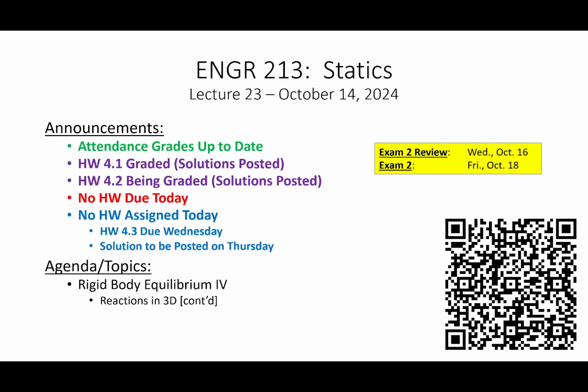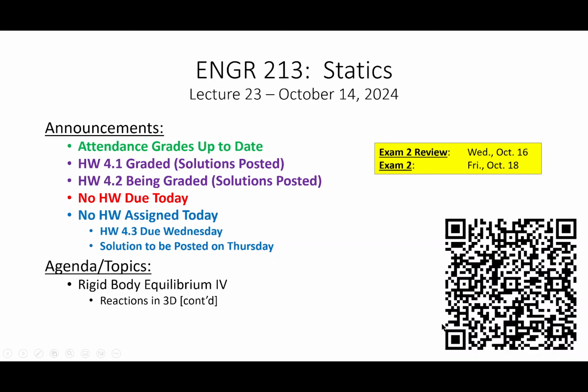In terms of grades, everything's graded up through 4.2. Nothing's due today. Homework 4.3 is due on Wednesday. We review for the exam on Wednesday and we celebrate on Friday. Exam format will be basically the same as last time, same structure, same layout, just on this stuff and not on the previous stuff. Sound good? Okay.